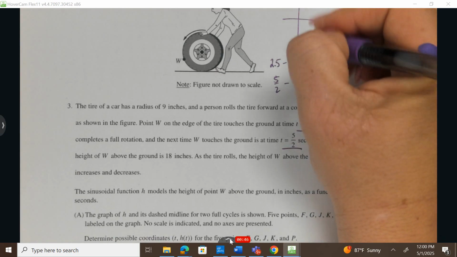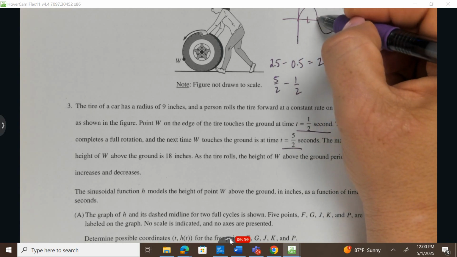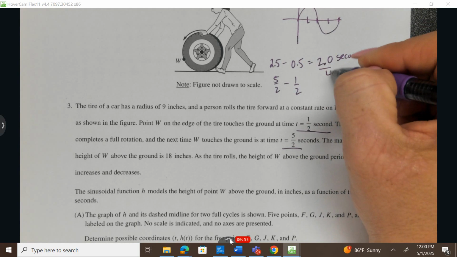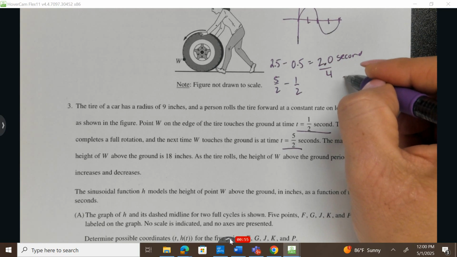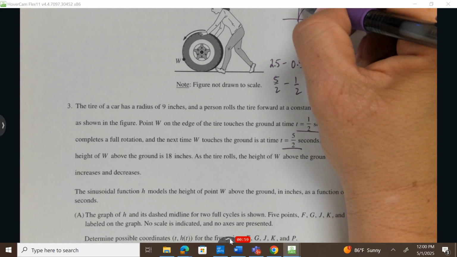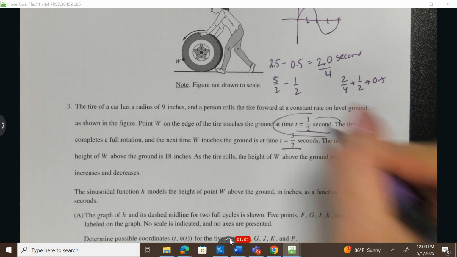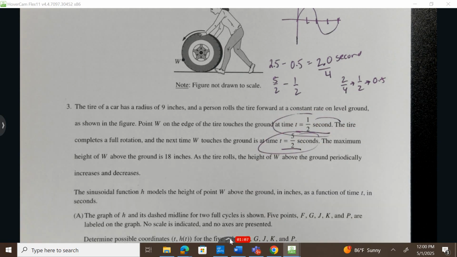Also, remember we're working with the sinusoidal curve here, and it's broken into 4 steps. Step 1, 2, 3, and 4. So when I divide this by 4, I end up with 2 over 4, which is 1/2. So each one of these steps takes 0.5. Remember, it touches the ground at 1/2, and it touches the ground at 5/2.